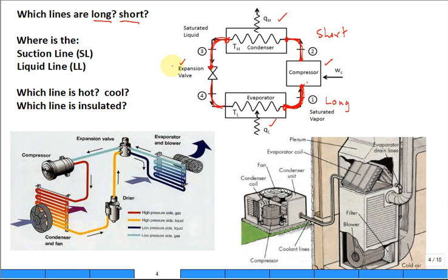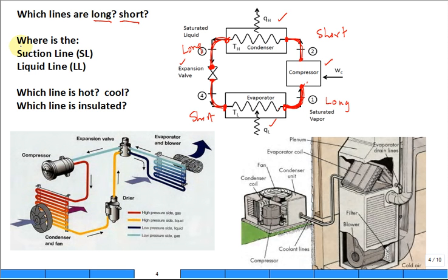Long or short? From the condenser to the expansion valve? Long. And then from the expansion valve to the evaporator? Short.